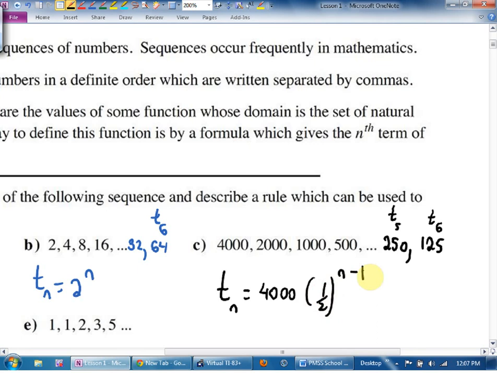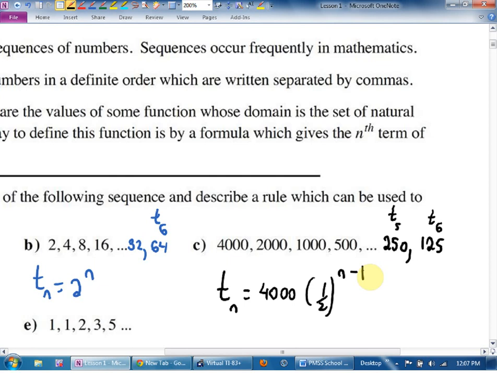Where does a 4,000 appear in the original sequence? First term. Where does a 1/2 appear in the original sequence? It's the common ratio. It's what I'm multiplying by. And then I added the n minus 1 because I've seen these before.